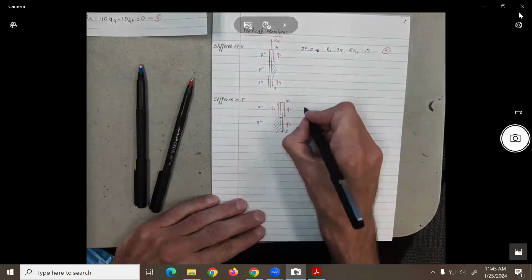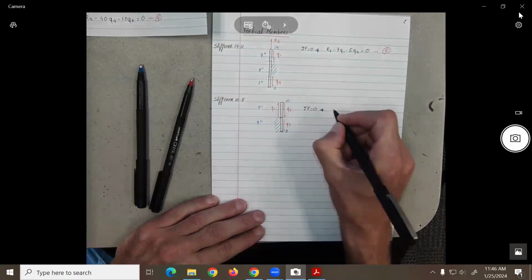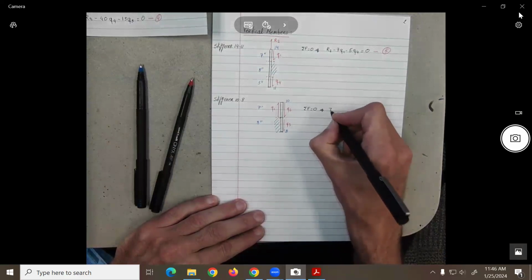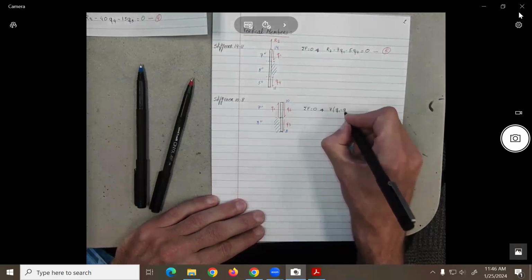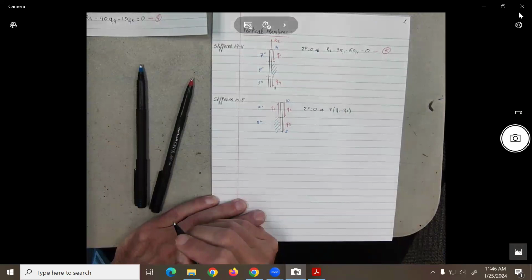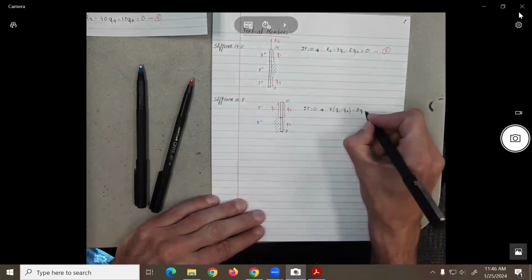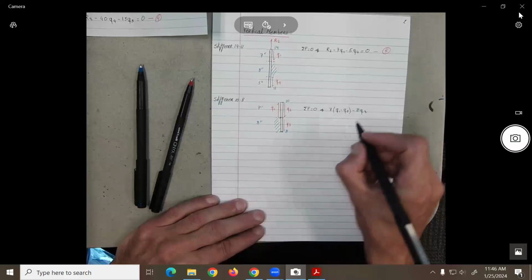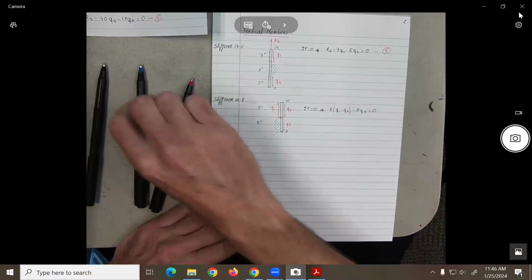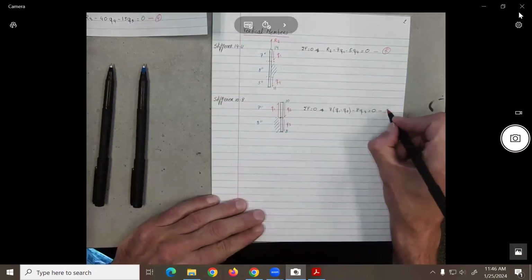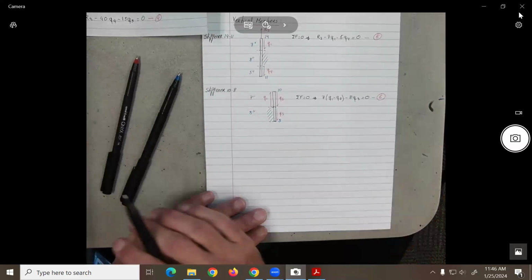So we do summation of forces equal to 0. So what is that going to give us? 7Q1 minus Q2 minus 8Q3 will be equal to 0. And that should be our equation 6.